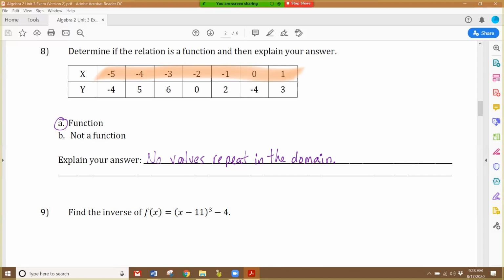Then you could tell me that there's a value in the domain that repeats more than once with 2 different y values. Remember, this is where we talked about the pop machine. If I go to the pop machine and I push the button for Mountain Dew, I expect it to give me Mountain Dew every single time. I shouldn't get a Mountain Dew one time and a Dr. Pepper the next. So it's about that consistency.